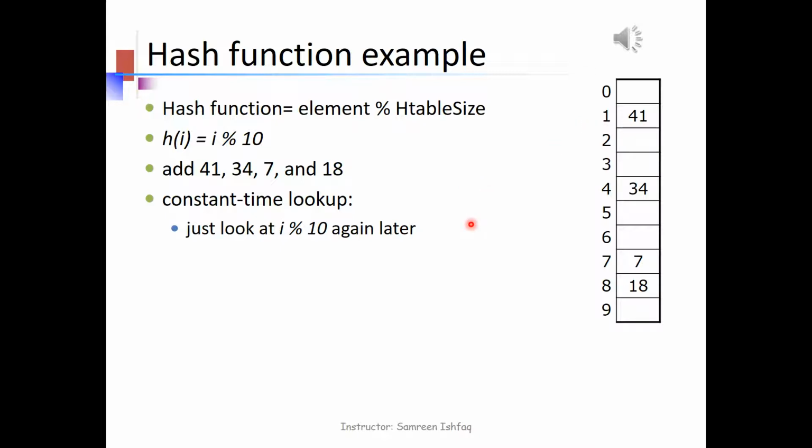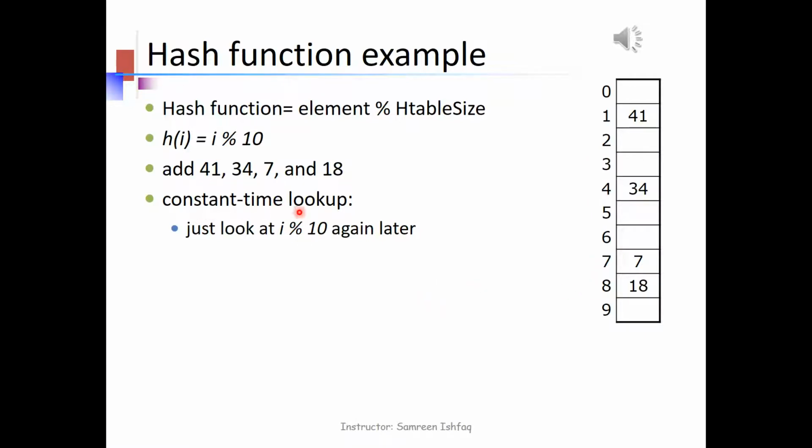Similarly, 34 mod 10 is equivalent to 4. We will insert 34 at the fourth location. 7 mod 10 is equivalent to 7. We will insert 7 at the seventh index or seventh location. 18 mod 10 is equivalent to 8, so we will insert 18 at the 8th index. So while inserting, we have seen that insertion takes constant time.